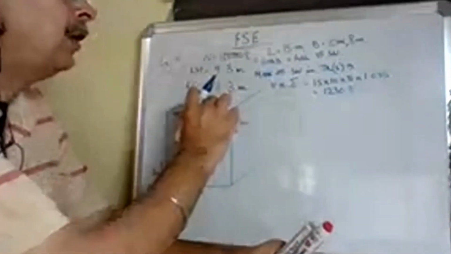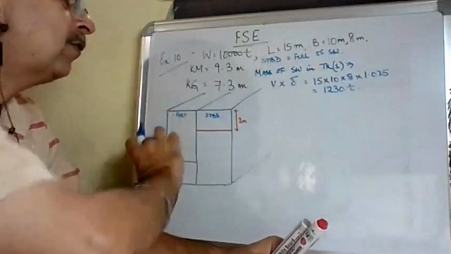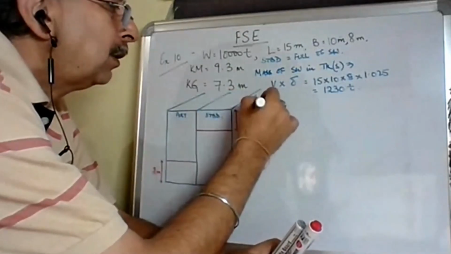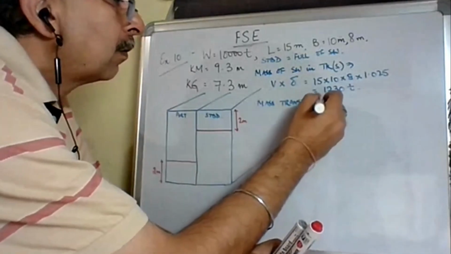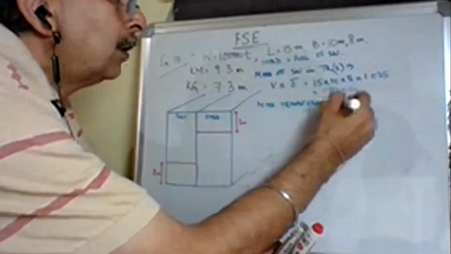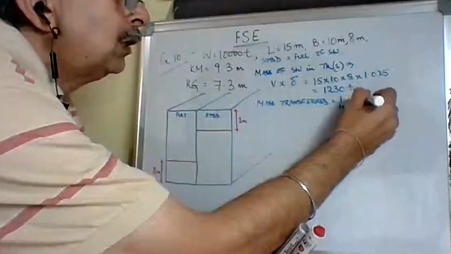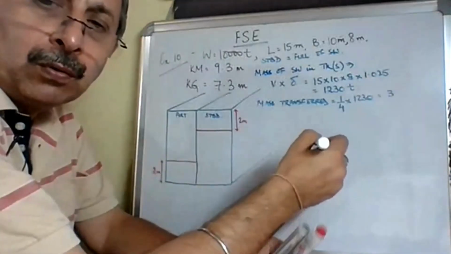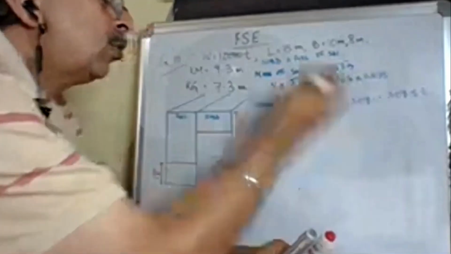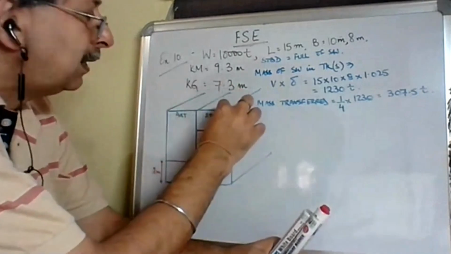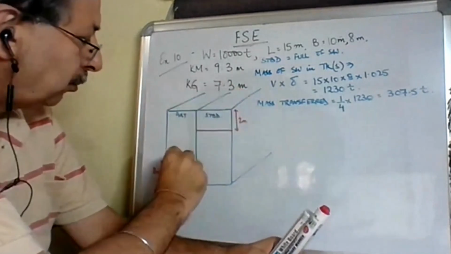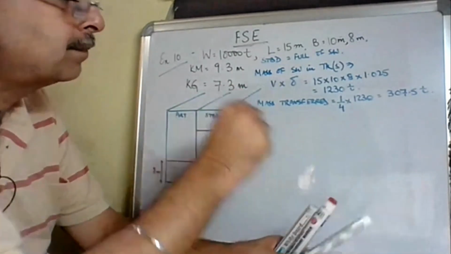Now 1/4 of it has been transferred. So what is the mass transferred? Sir, 307.5 tons. 1/4 of 1230 will be 307.5. Is this okay with everybody? This will be the mass of water. So 307 tons हमने यहाँ से निकाला, तो यहाँ पे भी 307 टन ही गया। Agreed?